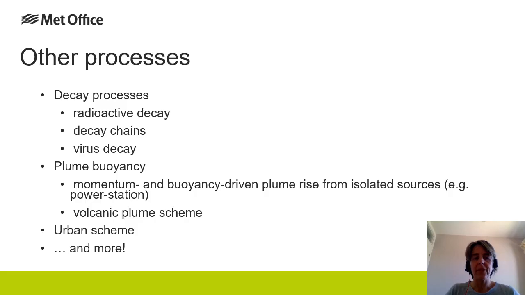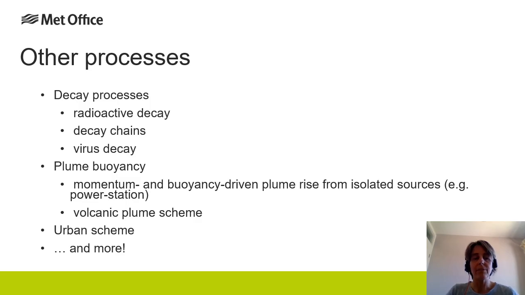There are a number of other parameterizations within NAME, and here we mention just a few of them briefly. For decay processes, there's a simple basic half-life decay scheme for single radionuclides. There's also a more advanced scheme modelling decay chains through a series of radionuclides. And there's also a virus decay scheme, which is useful for biological species.